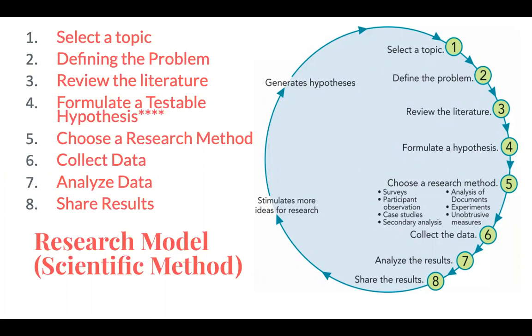At this point, we have discussed the first 4 steps: selecting a topic, defining the problem, which you can think of as constructing your question, reviewing the literature, and formulating a testable hypothesis. All 4 of those steps were covered in chapters 2 and 3 from the last module. So now we're getting into step 5, where you're choosing a research method.